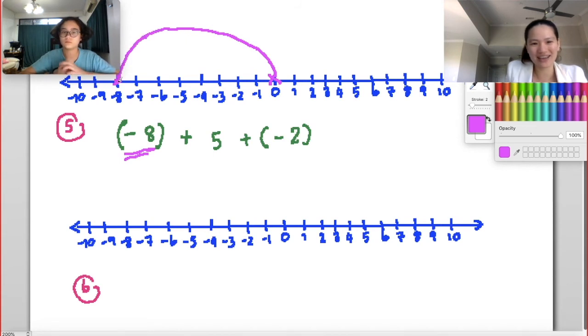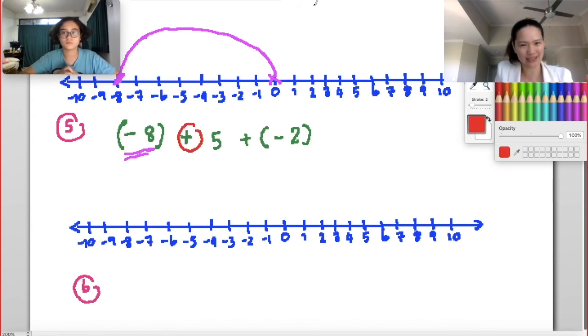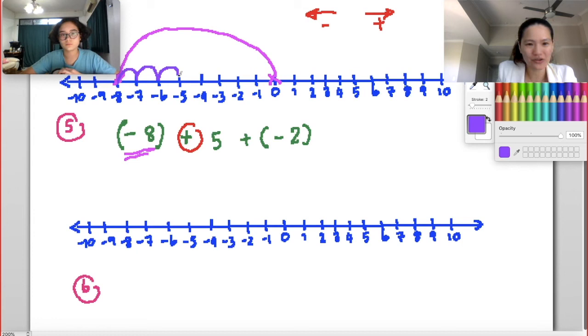Negative 8 here. And then you plus 5. If it's plus, remember my technique that I teach you. Go to the left, minus. Go to the right, plus. Okay. And then you plus 5. Count up. 1, 2, 3, 4, 5.